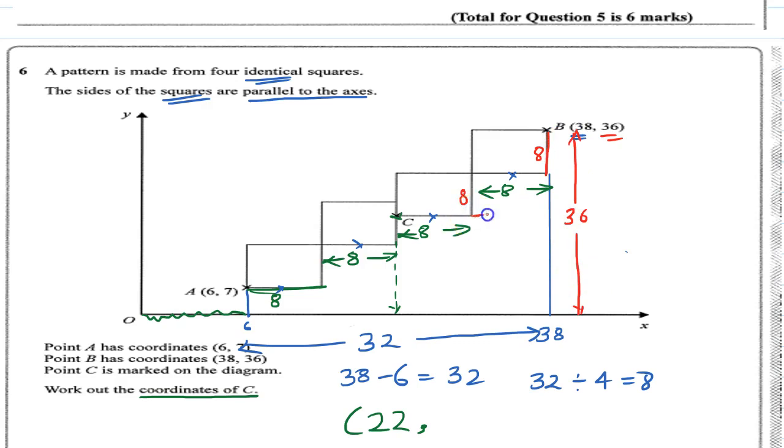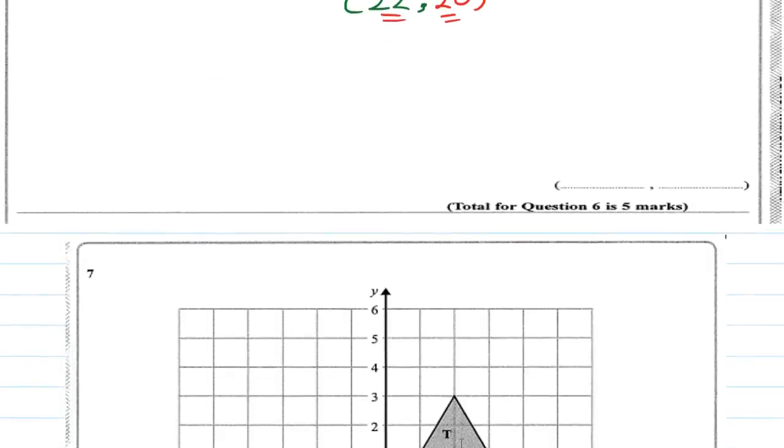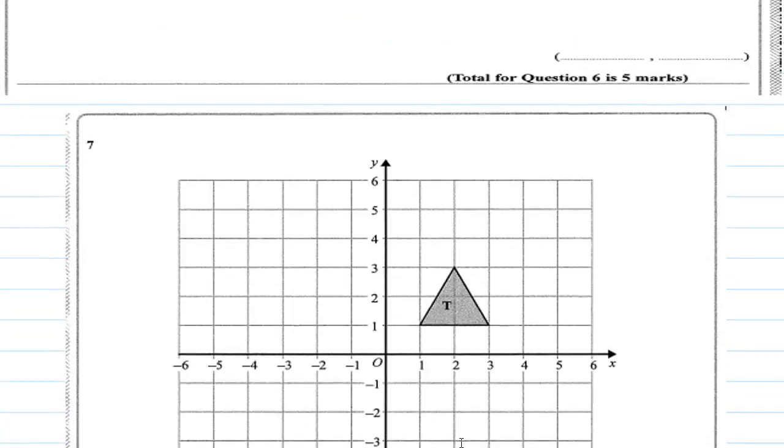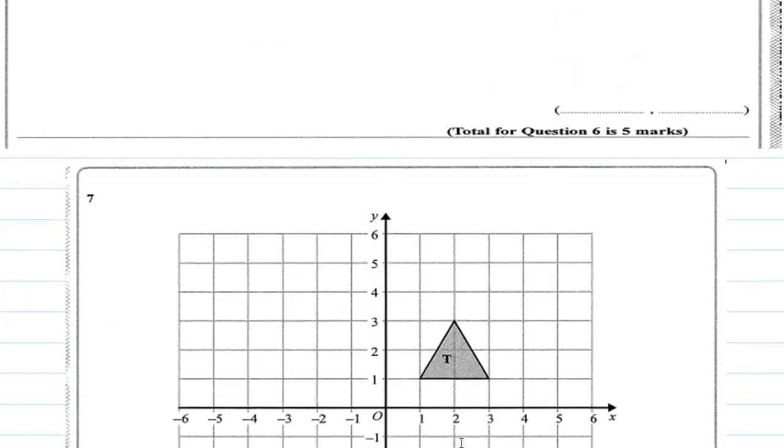And until here, C part, 36 take away 16. 36 take away 16 is 20. So it will be 22 and 20. So this will be your answer, coordinate of C point is 22 and 20. Right? Now, question number 7. So you can write down the answer here, 22 and 20.